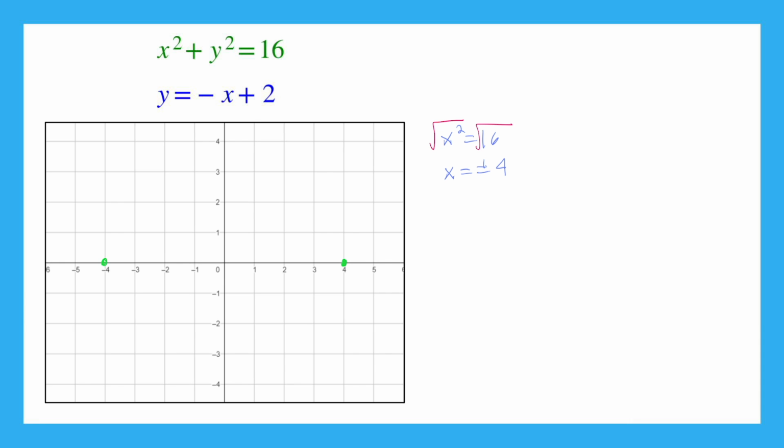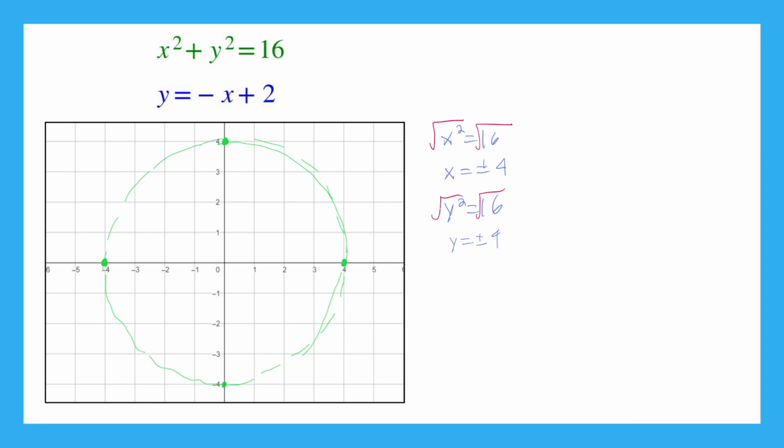The same thing happens when you set x to 0. You get y squared is equal to 16. Taking the square root of both sides, you get that y is equal to plus minus 4. Therefore, our y-intercepts will be (0, 4) and (0, negative 4). And this completes our circle. Excuse my very rough drawing of a circle.